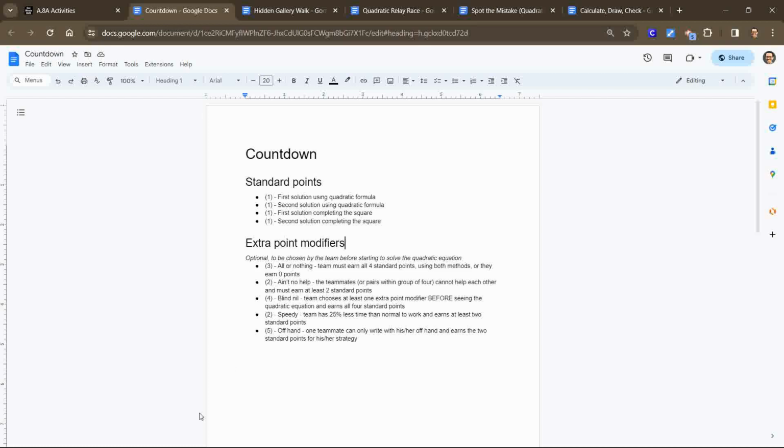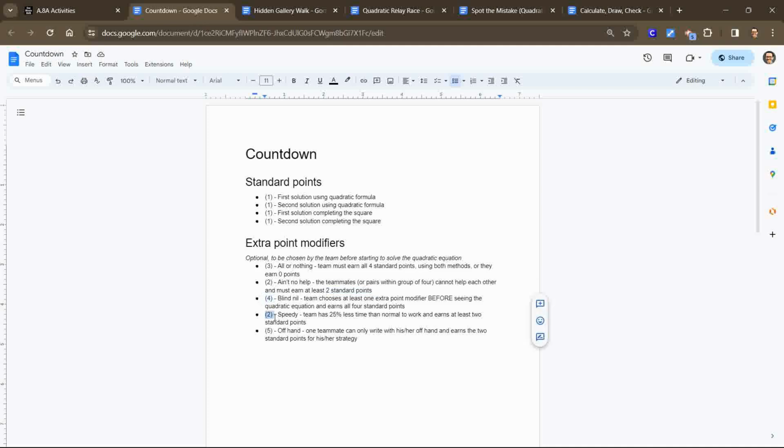After they see the quadratic equation, they can have an extra point modifier to where they get 3 extra points if they get all 4 standard points, that means both solutions using the quadratic formula, both solutions using completing the square, but they get 0 points if they don't get it. So they're going to end up either with 7 points or 0 points because it's all or nothing. You can get an extra 2 points here for ain't no help. That means the teammates cannot help each other, and they must earn at least 2 standard points, so they need to divide and conquer. The blind nil means that they choose at least 1 extra point modifier before seeing the quadratic equation.